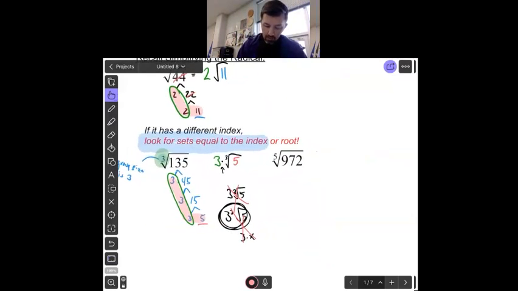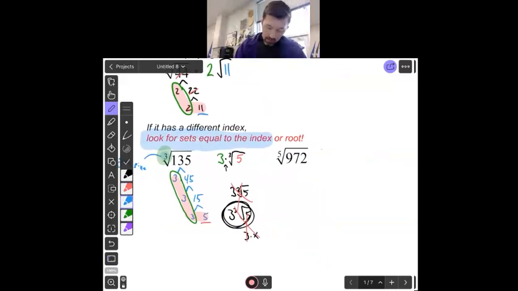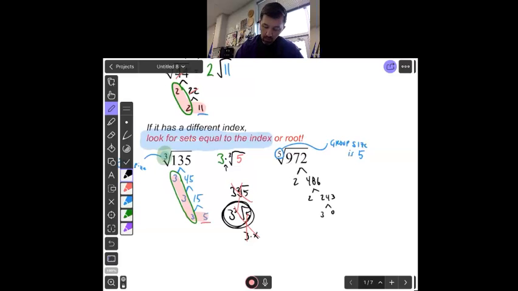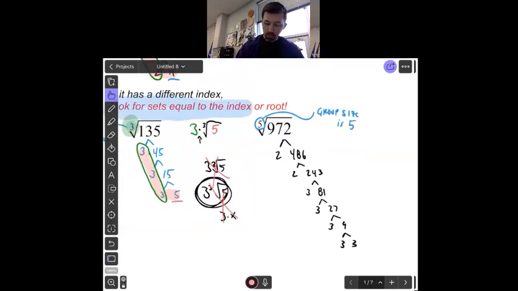Okay, let's try again with a bigger one. So here, what do we need? First thing to pay attention to is, what's my group size? Yeah, so group size is 5, so we need 5 of something in order to come outside. So we break 972 down. Of course, that's divisible by 2. 972 divided by 2 is 486, which is also divisible by 2 times 243. That's no longer divisible by 2. But 3 times 81, which is 3 times 27, which is 3 times 9, which is 3 times 3. A couple 2s and a whole bunch of 3s.